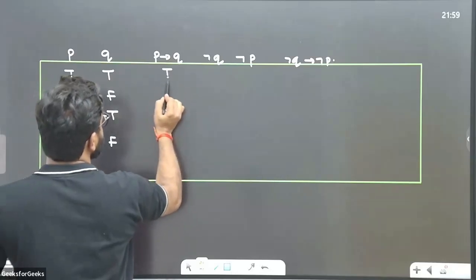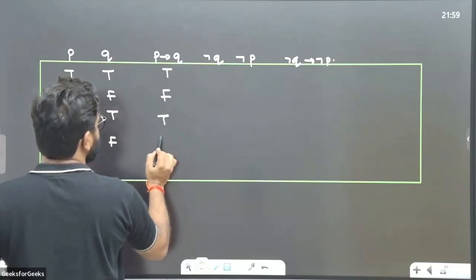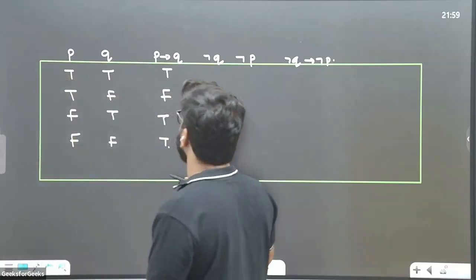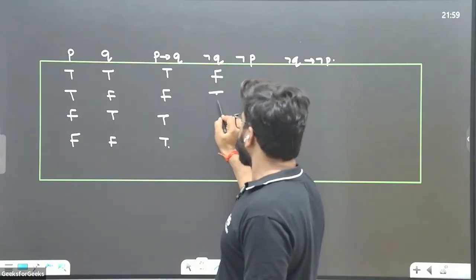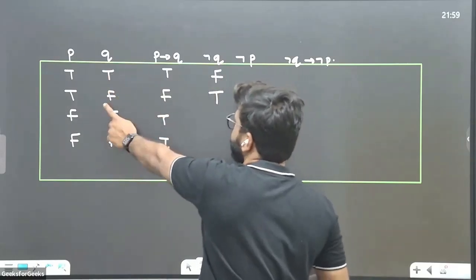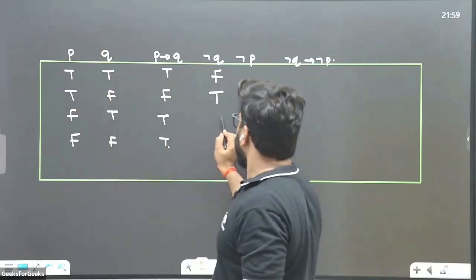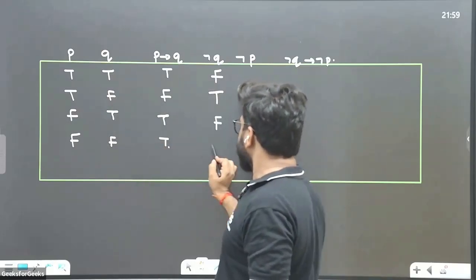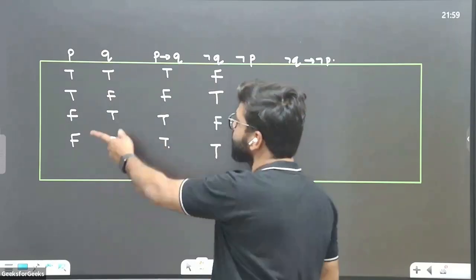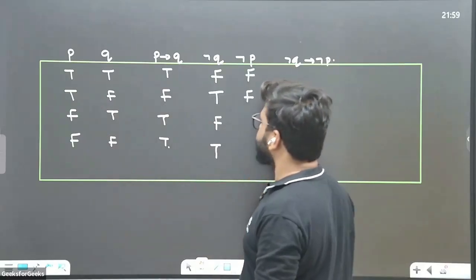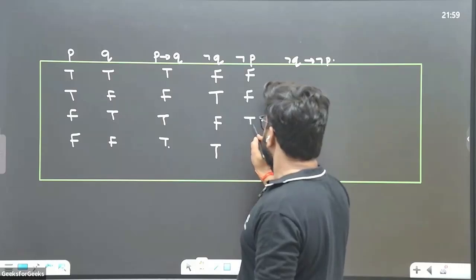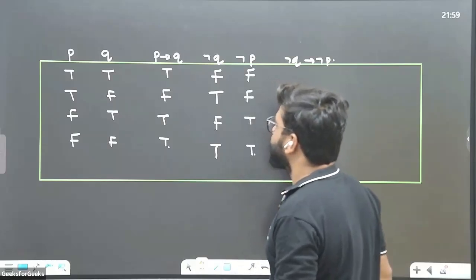Now P implies Q: this is true, false, true, and then true. Q, negation of Q: this is false, this is true. True will become false, false will become true, and true here will become false, false will become true. Negation of P: here you will get false, this you will also get false, and false will become true, and then false will become true here.